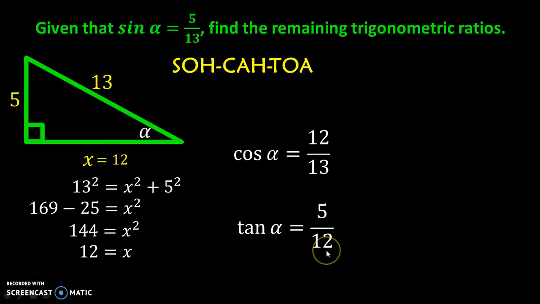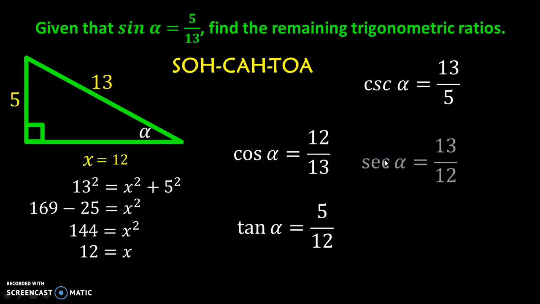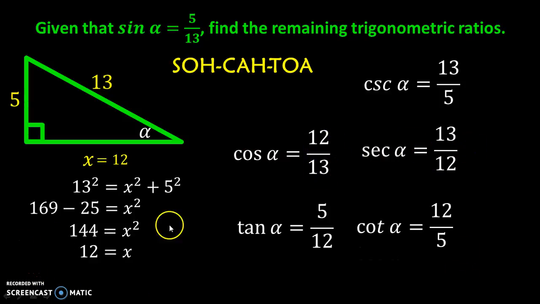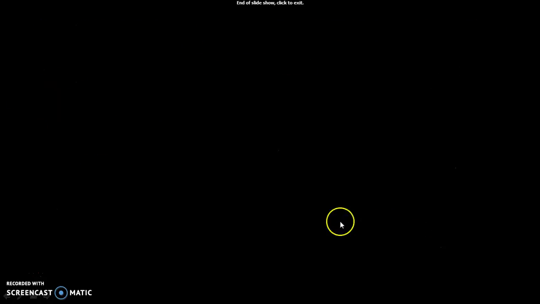So 5 over 12. Now, the reciprocal of sine alpha is cosecant, so we have 13 over 5. The reciprocal of cosine is secant, so secant alpha is equal to 13 over 12. And the reciprocal of tangent is cotangent, so cotangent alpha is equal to 12 over 5. Thank you.